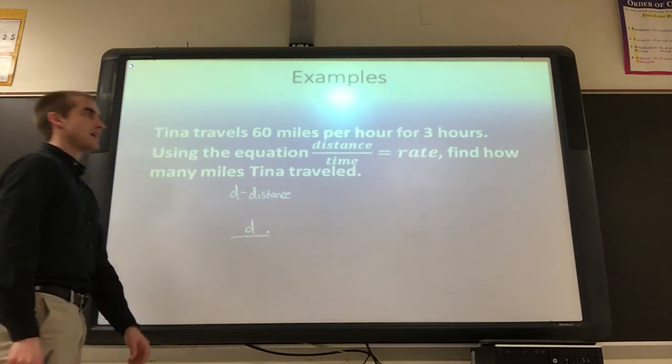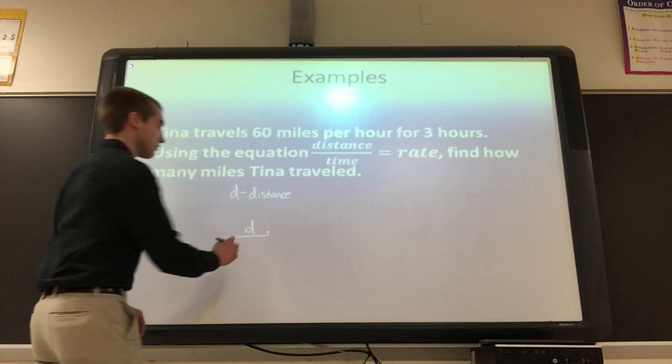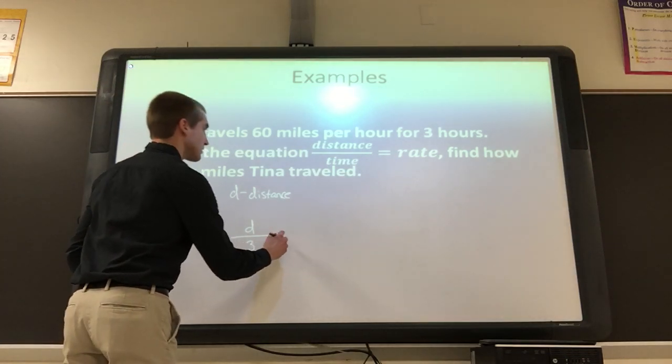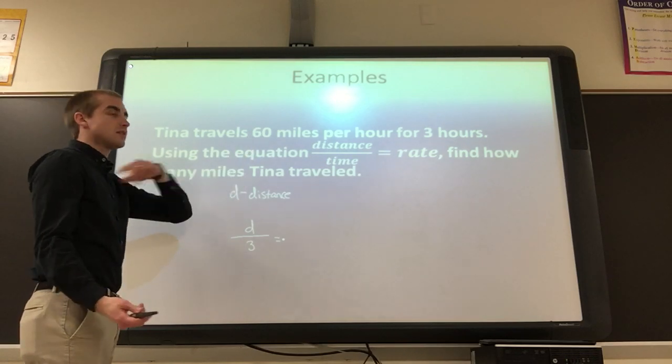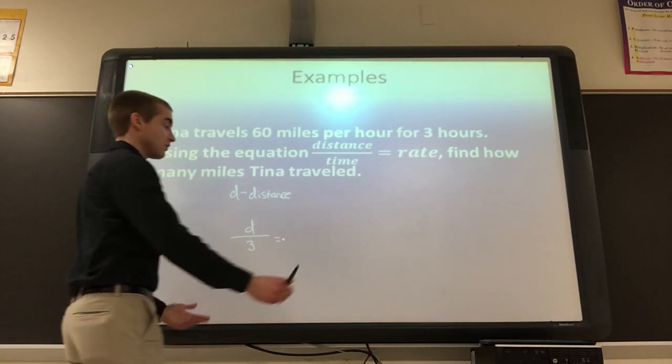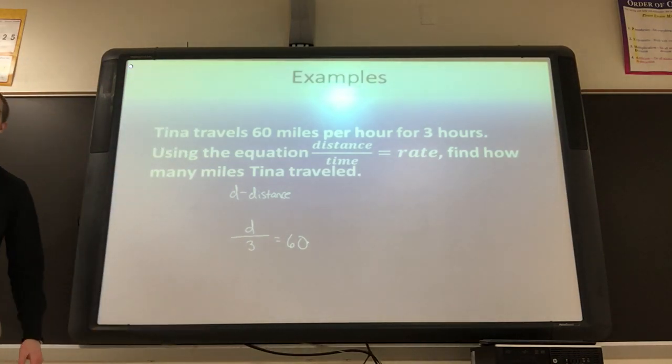We don't know what that is, so D is going to go on top. Over, what is the time? How long did she travel for? Well, she traveled for 3 hours, and that's going to equal the rate. The only other number we have left is 60 miles per hour, and that is a rate. Remember, a unit rate, miles per hour? So that's what our equation is going to look like.